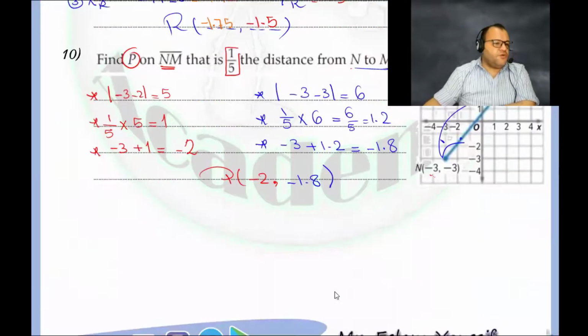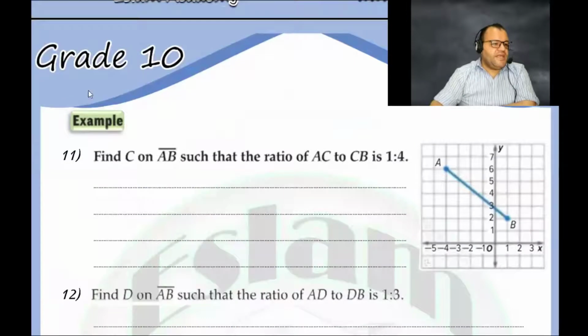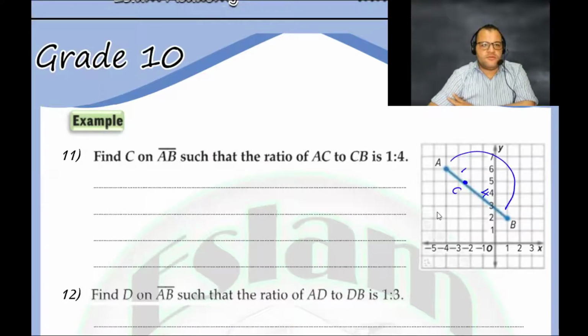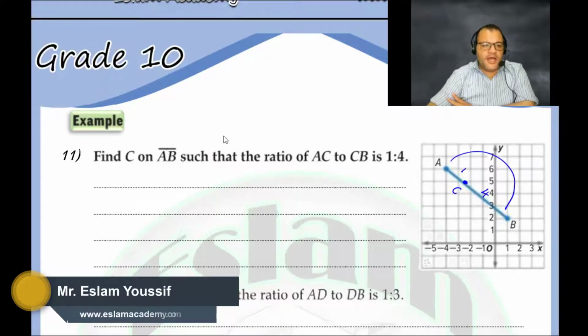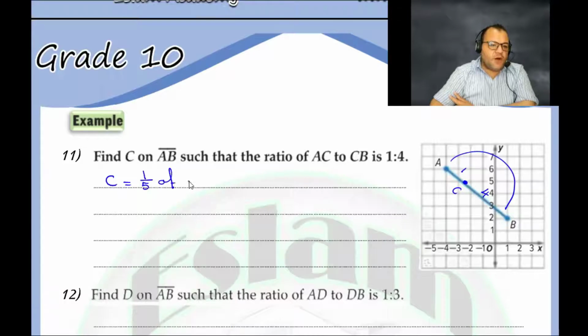But for this one, C is dividing the line segment AB by the ratio 1 to 4. It means AC is 1 and this part is 4 units. Again, find C on AB such that the ratio between AC to CB is 1 to 4. But we didn't solve it this way. We need to find the relation between C and the whole part. You get the idea? It means C equals 1 over 5 of the distance of AB.